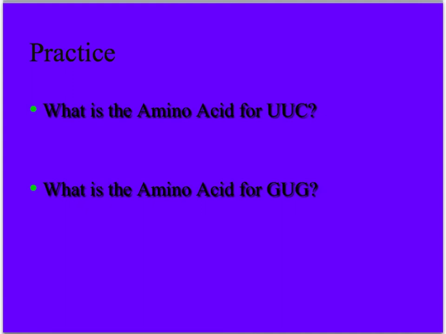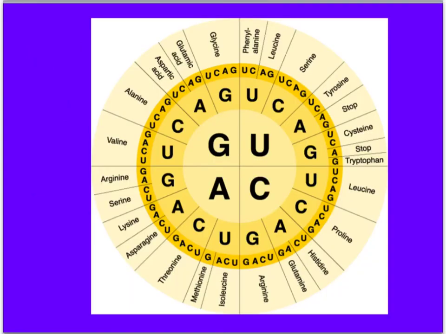Try these two practice problems. What is the amino acid for UUC? And what is the amino acid for GUG? Use this codon wheel to help yourself find the answers. The first question asks, what is the amino acid for UUC?